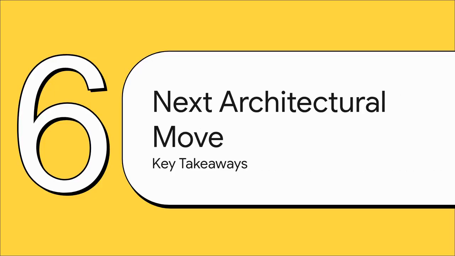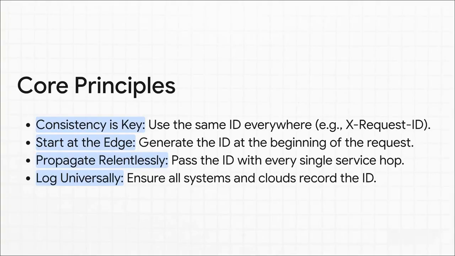All right, let's wrap this up and think about what you can do next. So what are the big takeaways here? It really boils down to 4 simple rules. 1. Consistency is everything. Pick a header name like X-Request-ID and stick with it, everywhere. 2. Start at the edge. Create that ID the second that request walks in the door. 3. Propagate relentlessly. I mean it, never ever let a service drop that ID. And 4. Log universally. Every single system has to write it down. You nail these 4 principles and you've built yourself a genuinely observable system.